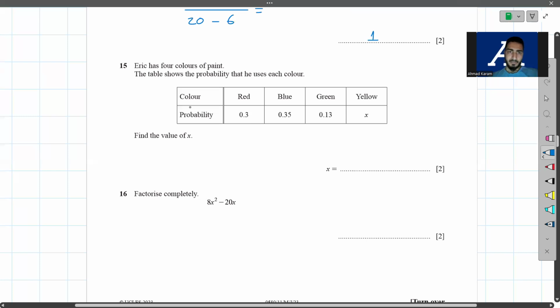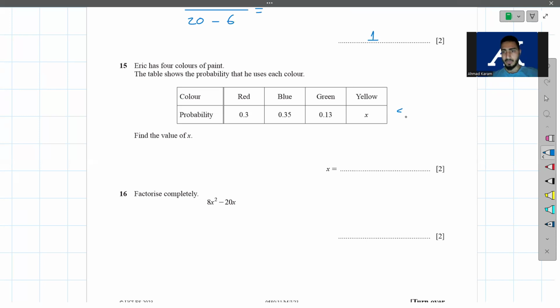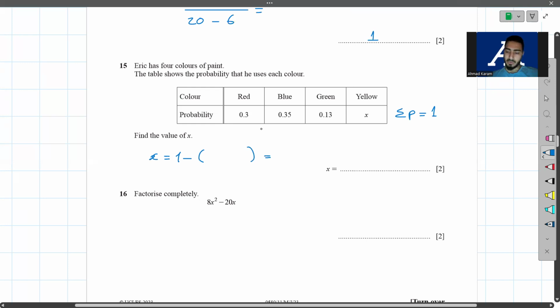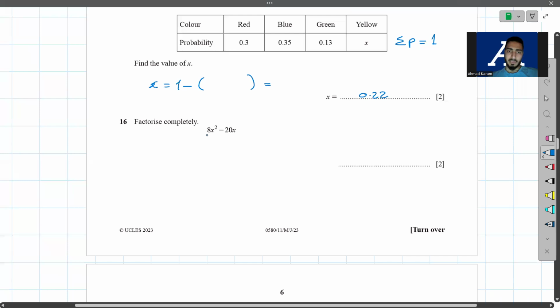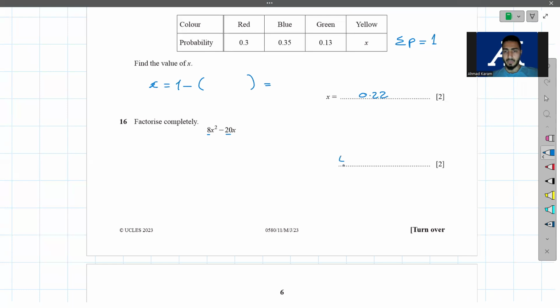Probability. For each color, there is a probability. We know that the sum of all probabilities of all possible outcomes equals 1. So how to get the value of X? It's 1 minus the sum of these values. So it's 1 minus 0.3, 0.35, 0.13. So it's equal to 0.22.